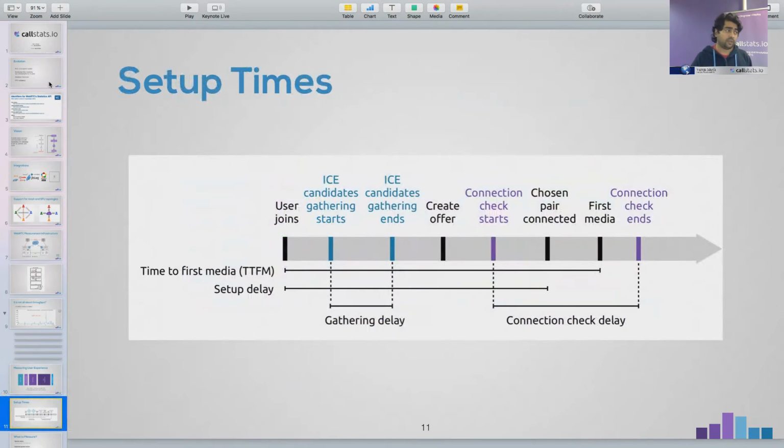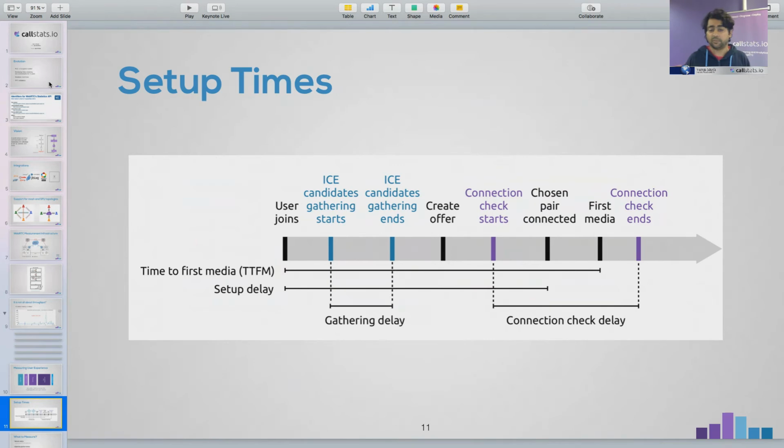As I said, we measure setup times. We are very, very anal about it. We try to measure each and every bit of it. So we have all these events. We know when the connection started, when the connection ends, when the first media was received, when the ICE candidates were gathered, when they started checking against each other, when was the first one to succeed, and so on and so forth. And then we have all these measurements.